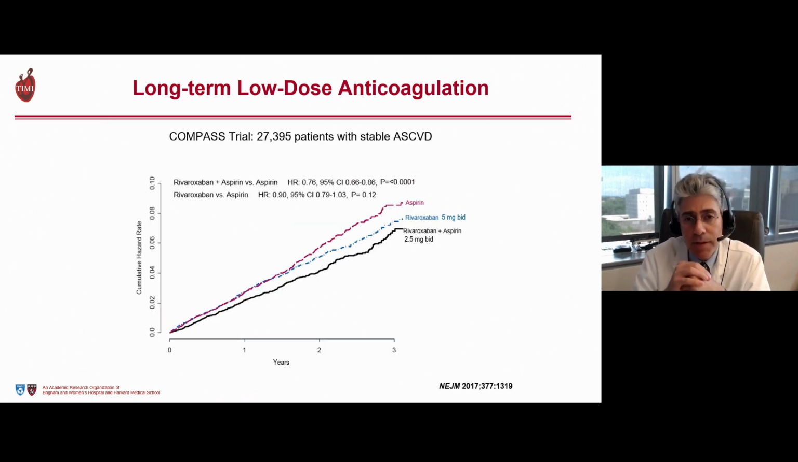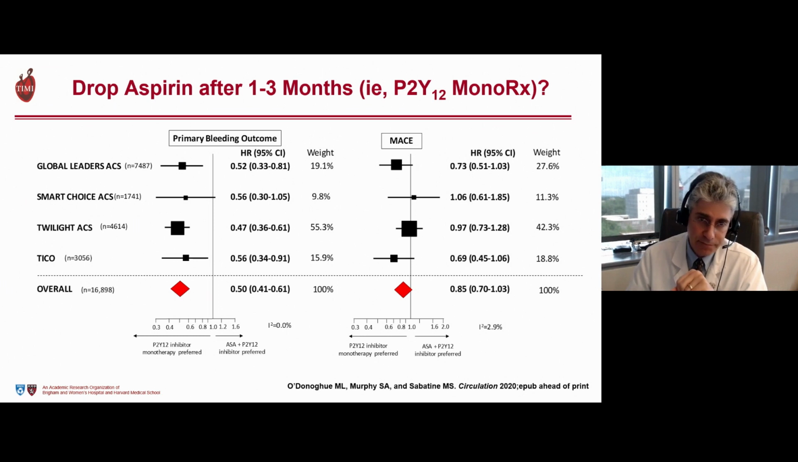And these are the COMPASS data saying for patients with stable ASCVD on a background of aspirin, you get some benefit by adding rivaroxaban, very low dose, not the AFib dosing, very low dose. So there are some data that our patients who have had ASCVD, particularly the patients with MI, are at high ischemic risk, and we need to do more than just have aspirin monotherapy. More complicated, though, is what that therapy should be.